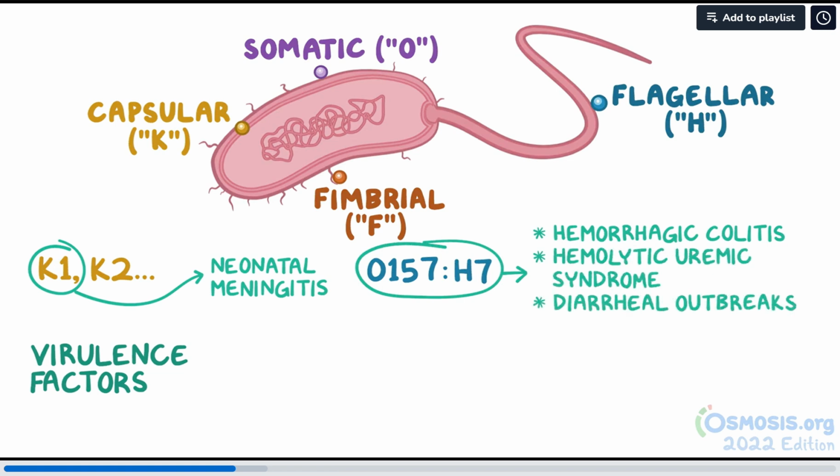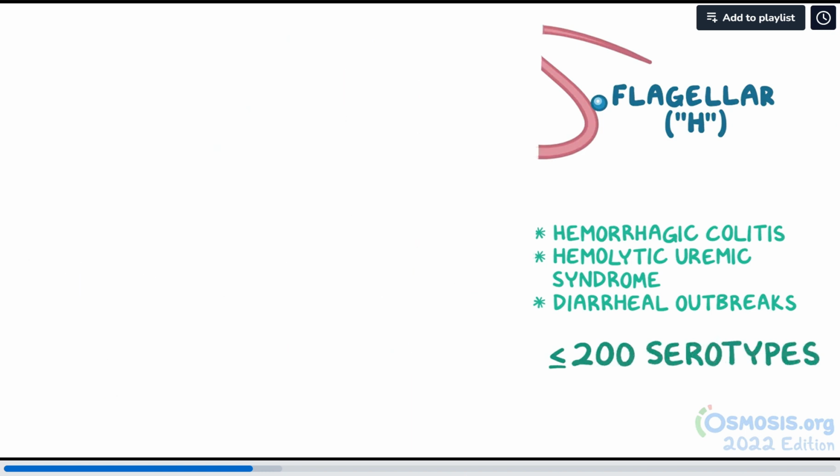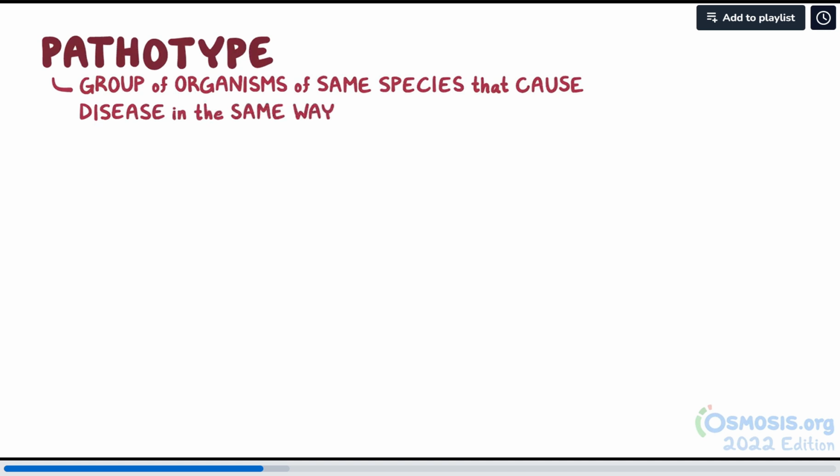Other E. coli serotypes include E. coli SE15, E. coli F11, E. coli O25H, and so on. But in fact, these serotypes are so numerous and they can go up to 200 serotypes. Thankfully, there's a much simpler classification, and that is based on pathotypes. A pathotype is a group of organisms of the same species that cause disease in the same way, meaning they use the same virulence factors.